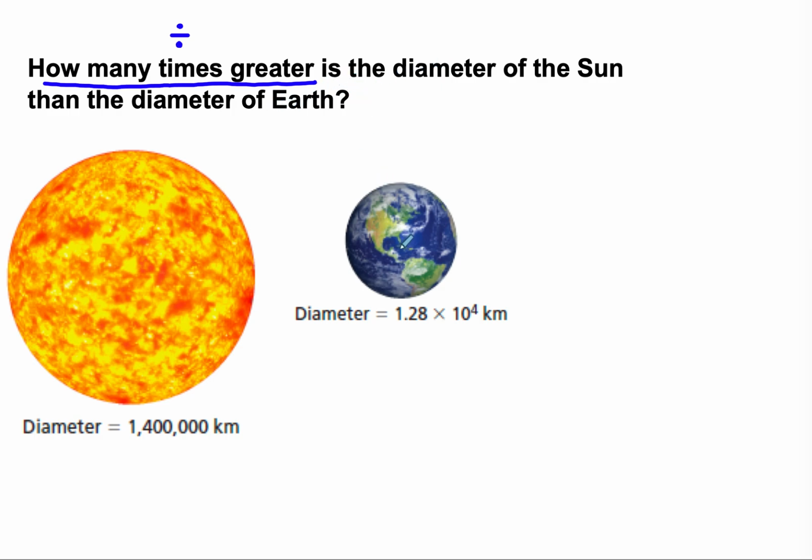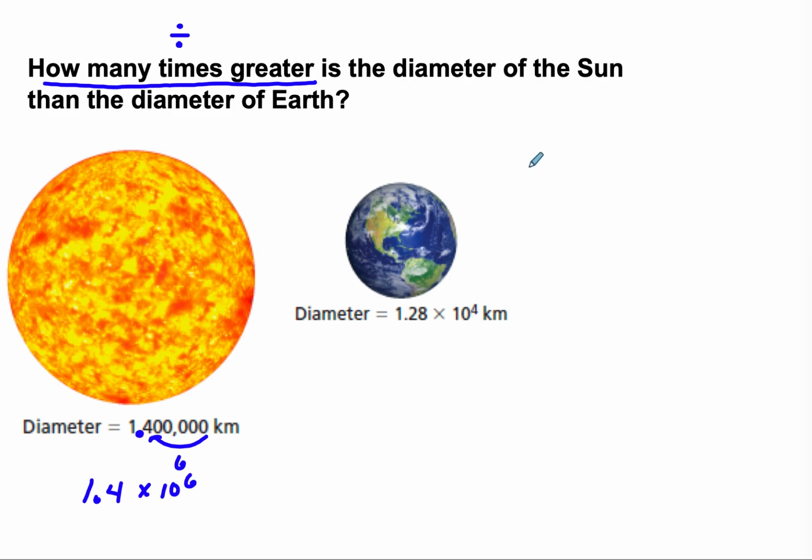Now, I don't have them both in scientific notation. I have one in standard form. I have one in scientific notation. They need to be in the same form. It doesn't really matter. I'm going to change my sun into scientific notation, since that's the skill we're practicing, operating with scientific notation. So if I put my decimal here and I count 1, 2, 3, 4, 5, 6, I'm moving over 6 spaces. Okay, so then my scientific notation would be 1.4 times 10 to the 6th power.